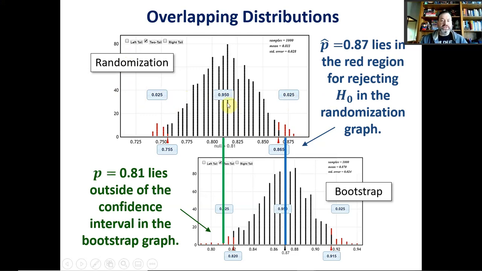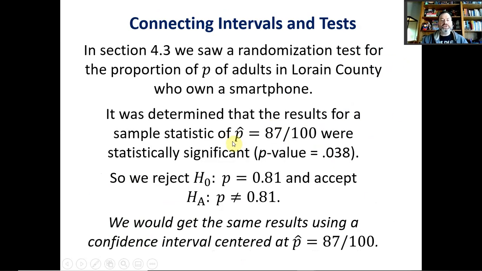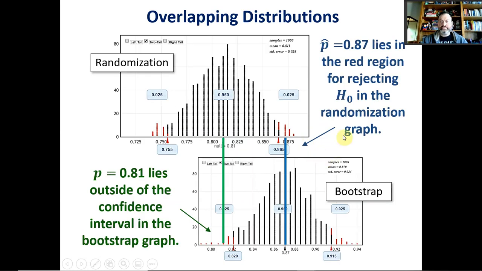So what this is saying is that if 81% is the population parameter, then we would expect to see 95% of sample statistics from that population between 0.755 and 0.865. So again, it tells us about the distribution of sample statistics. Now, the bootstrap distribution comes from a single sample. The sample in question here is this p-hat equals 0.87, right?